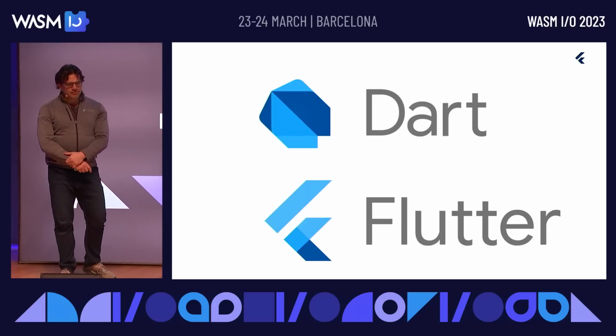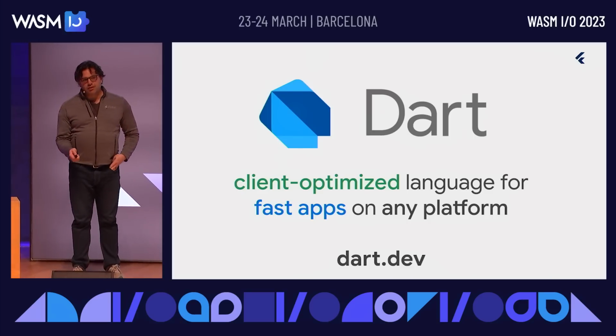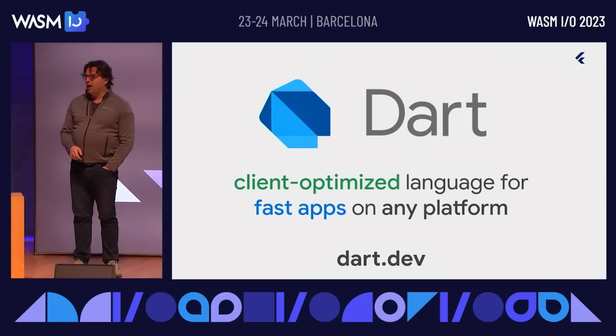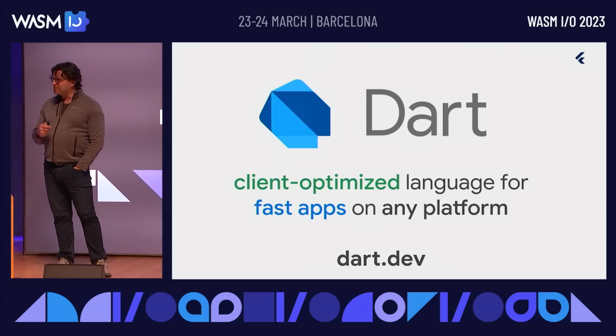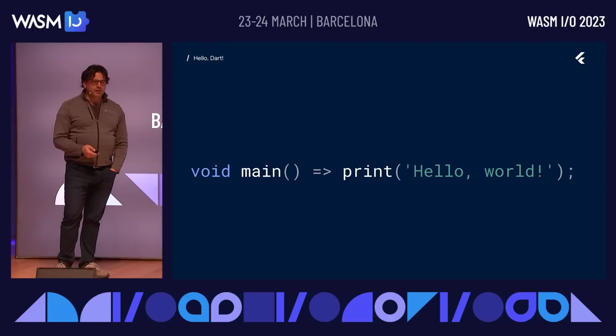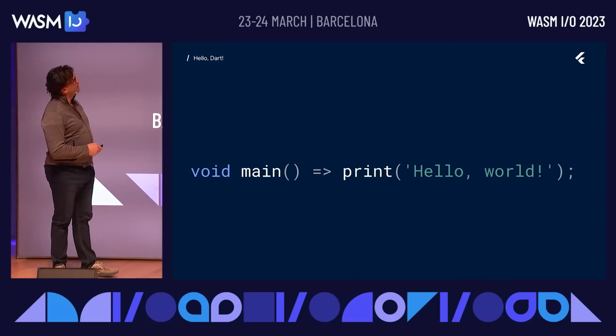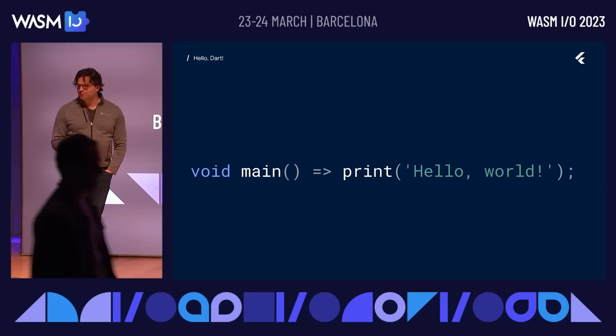So let's start with Dart first. Dart is a client-optimized language designed to be fast and run on any platform. And there's the website if you want to learn more. For those that aren't familiar with Dart, let's do just a real quick introduction of some syntax and semantics. So there's hello world, pretty small.